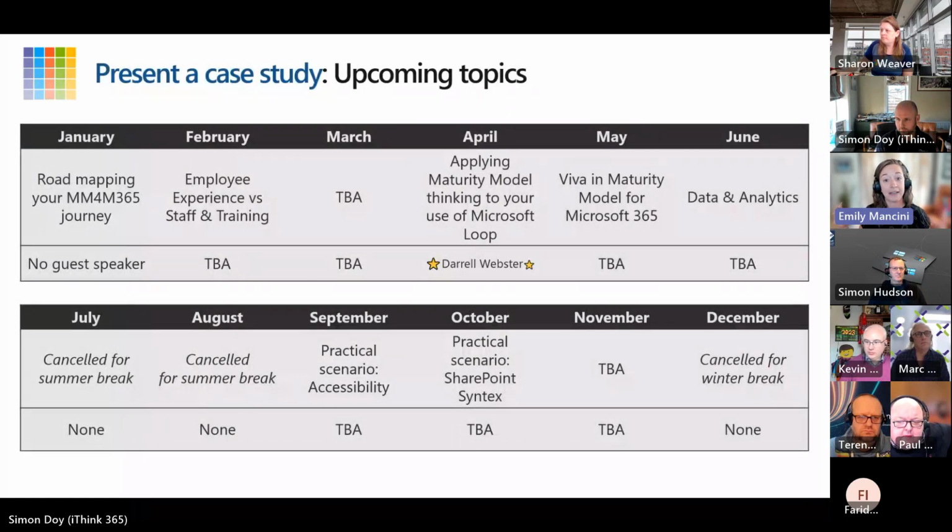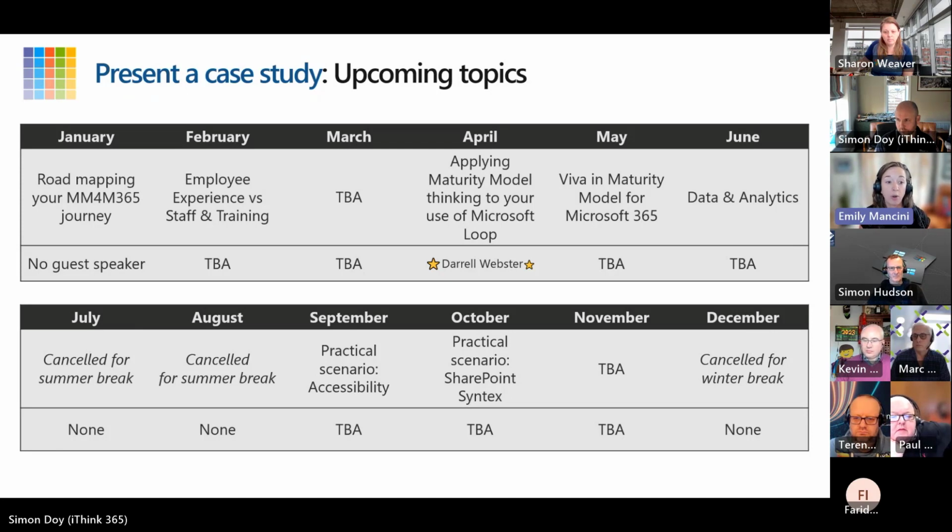So that is in this meeting itself. We do meet once monthly. We have a couple of sessions that we cancel in the summer and the winter for break time. But you can see here what we have outlined so far is what we are thinking about talking about and covering for the next year.